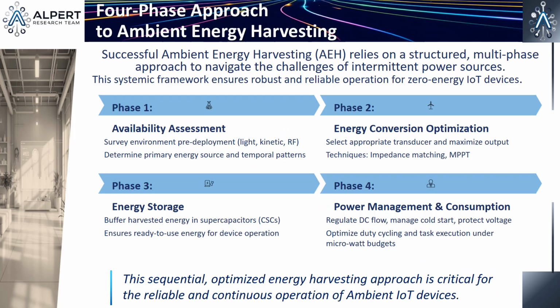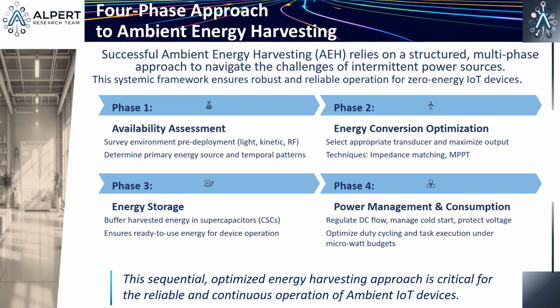Let's zero in on the source. How exactly do we harvest this invisible power? You structure the process into 4 sequential phases. This systemic view is essential for robust design. Number 1 is availability assessment. This is the survey stage. Before deployment, engineers analyze the environment. Is the primary source light, and what are the diurnal patterns? This dictates the choice of harvester.